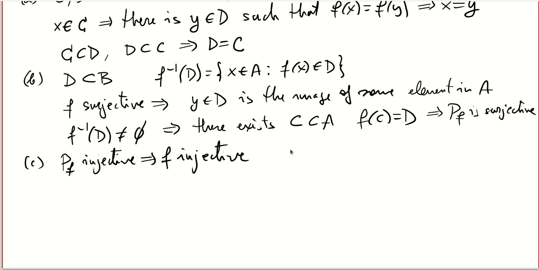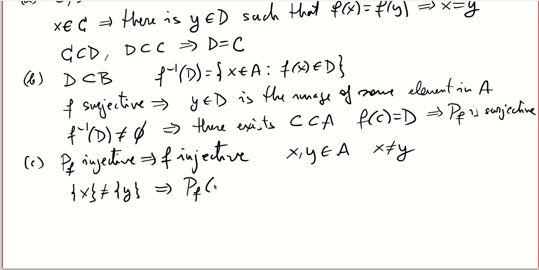All right, we're going to take two elements, x and y, in A, so that x and y are different. We need to prove that the two images through F are different too. If these two elements are different, then these two sets are different, of course. The two singletons are different sets. Then PF of {x} is different from PF of {y} because we're assuming that this function is injective. So different sets map into different sets.